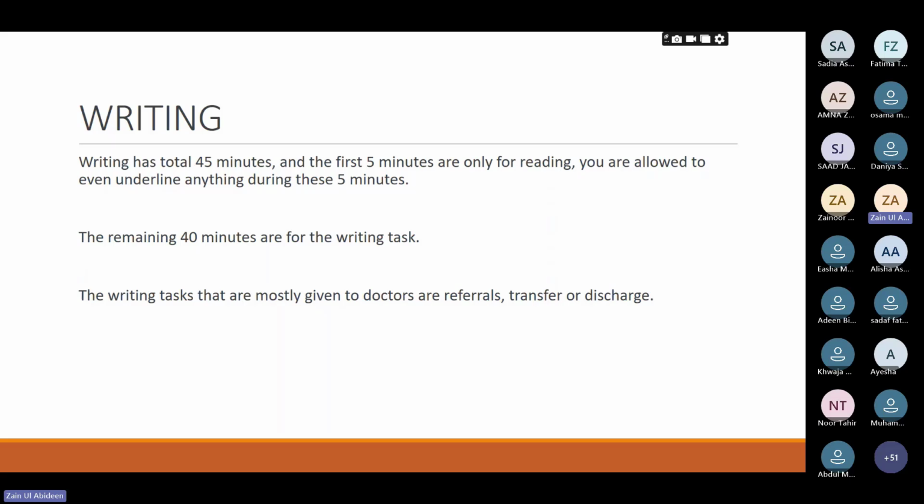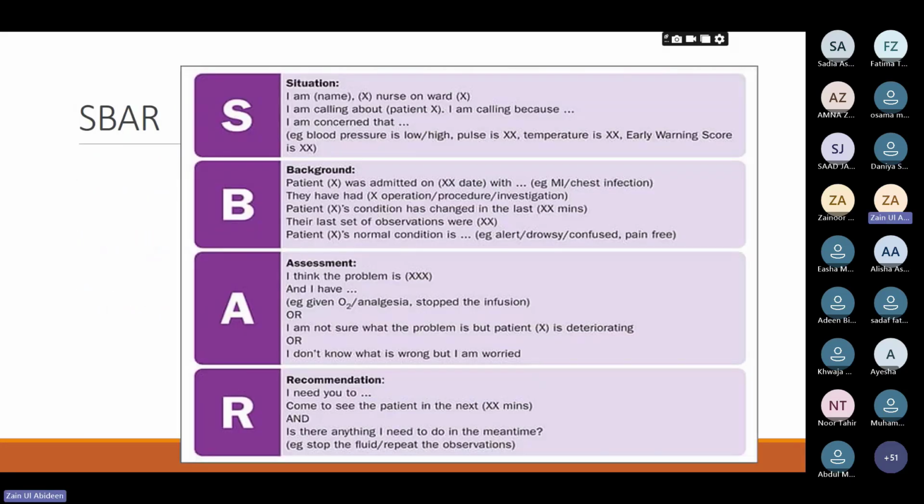The writing tasks most commonly given to doctors are referrals, transfers or discharge letters. Now, most of the letters you are given are going to follow the SBAR format. You're going to first write the situation, then the patient background, then the patient assessment, and then the recommendation. Only in an urgent emergency situation are you going to write A before B. It's going to become SABR. Otherwise, in every letter format, you're going to write SBAR.